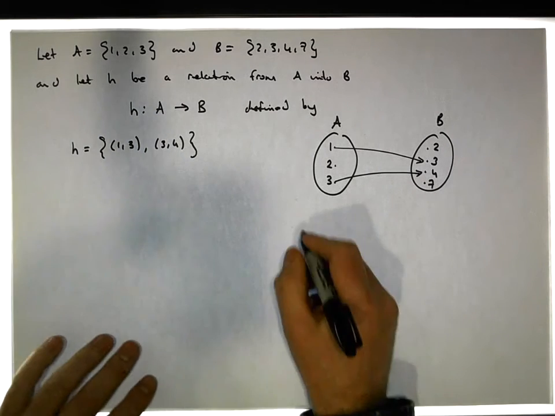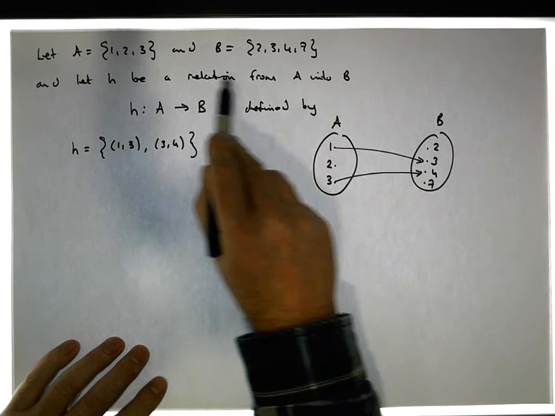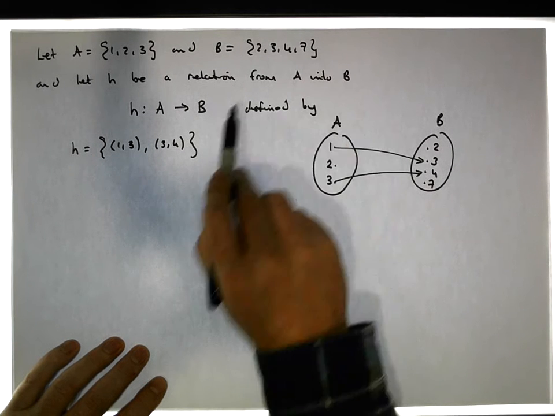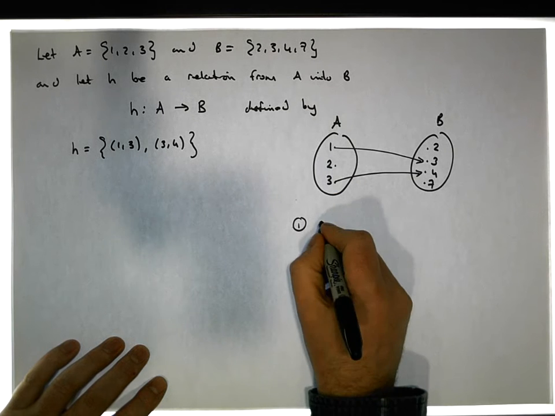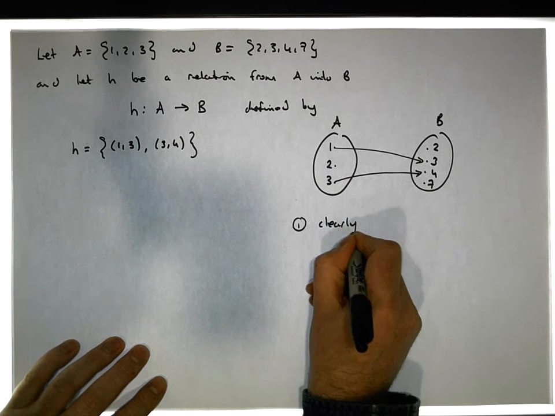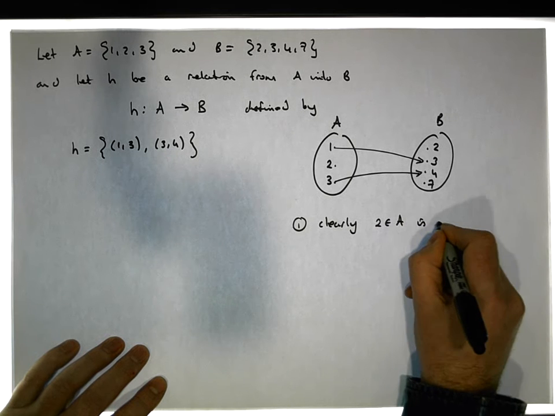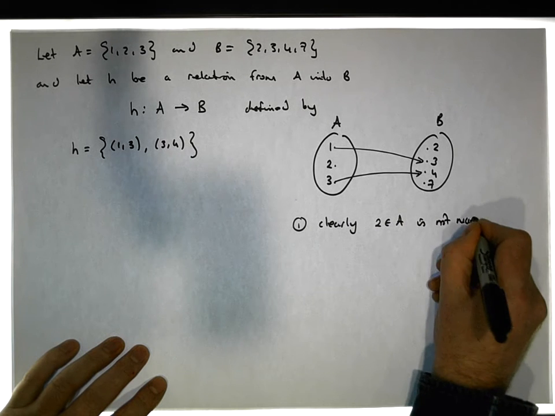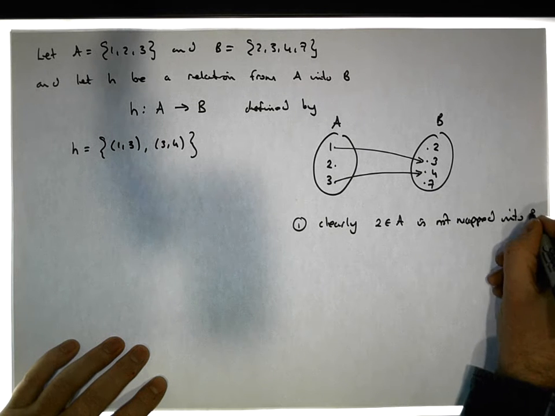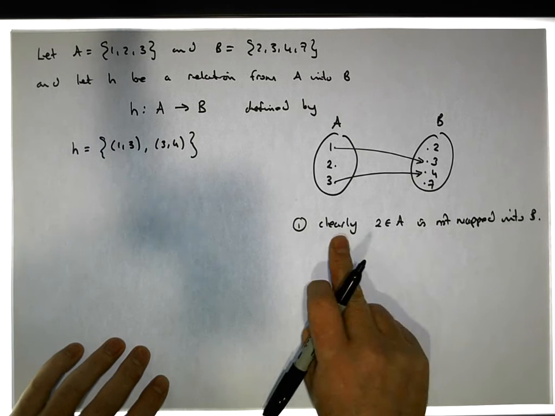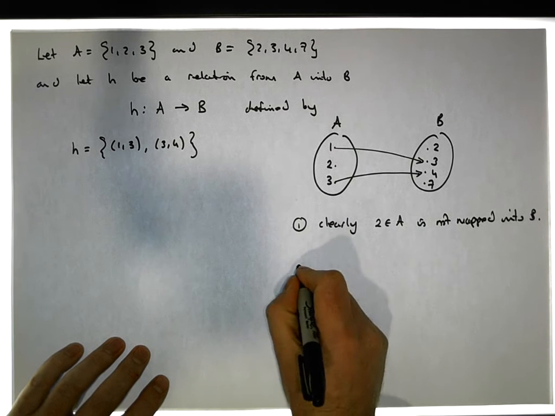Now what about our conditions of a function? We're defining this particular relation to be a mapping from A into B. If it was a function, then every element of A must be mapped into B. And here we have clearly 2, which is an element of A, is not mapped into B, if that makes sense. So we don't satisfy the first condition, so it's not a function. We do satisfy the second condition.